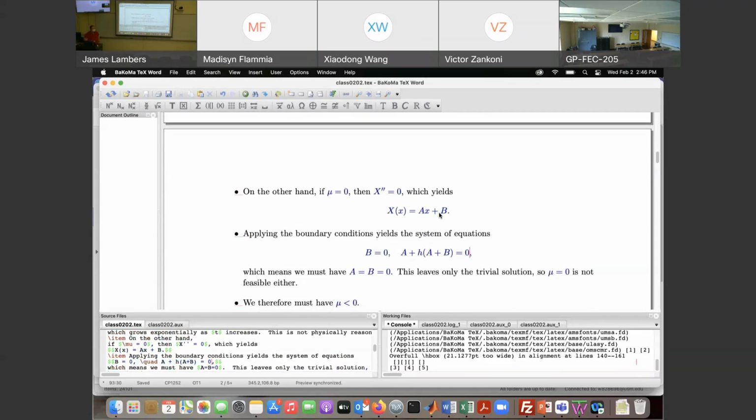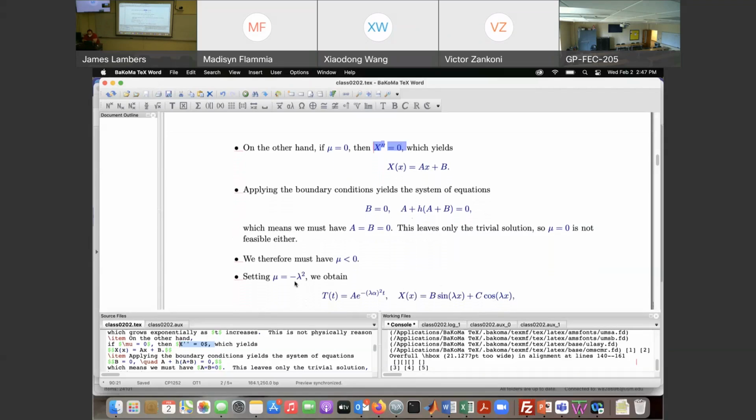So the only way that you can satisfy this ODE and the boundary conditions for the case of mu equals 0 is to have the trivial solution 0. So that case also has to be excluded. So the only thing left is mu must be negative.